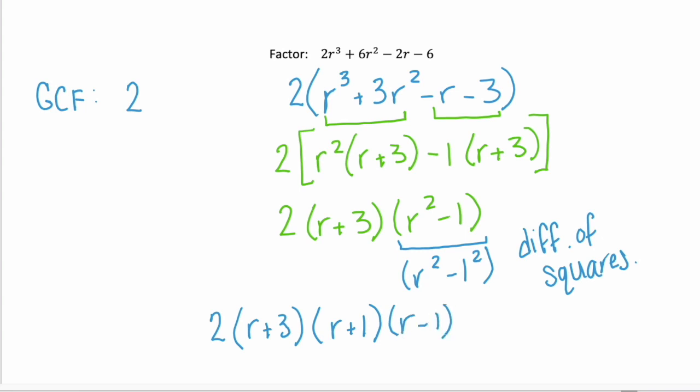Remember, go slow, always start with the GCF, and once you think you're done factoring, look at each of those terms and make sure you can't factor any further.